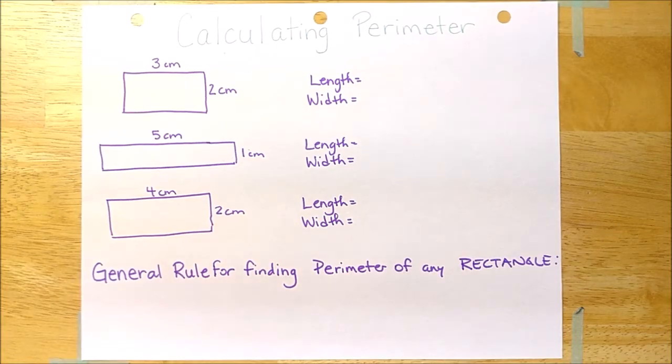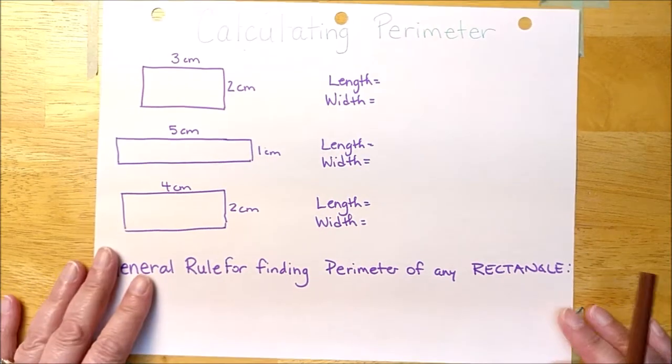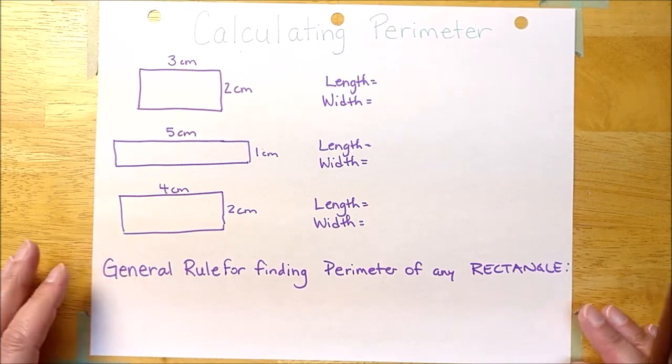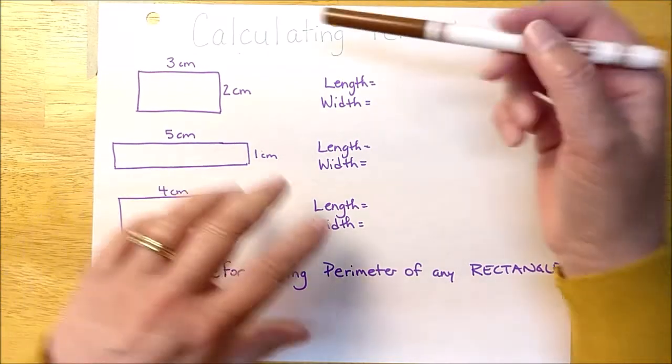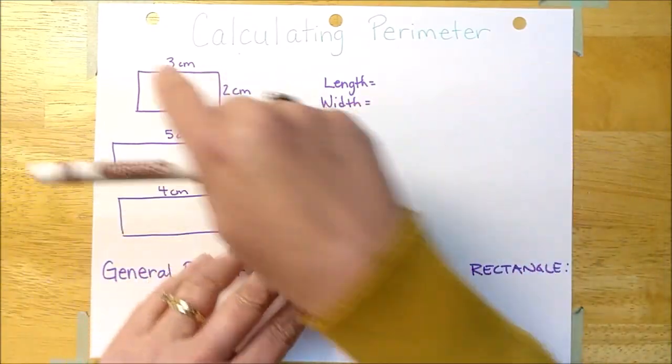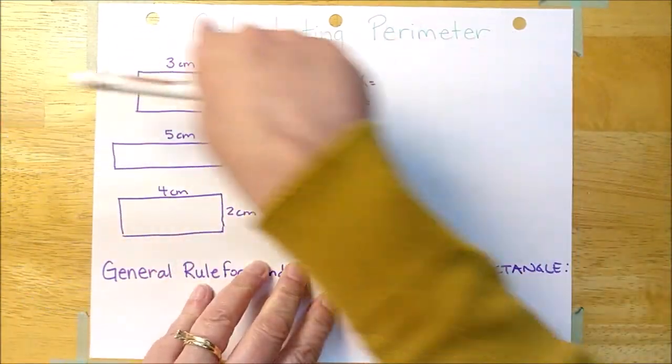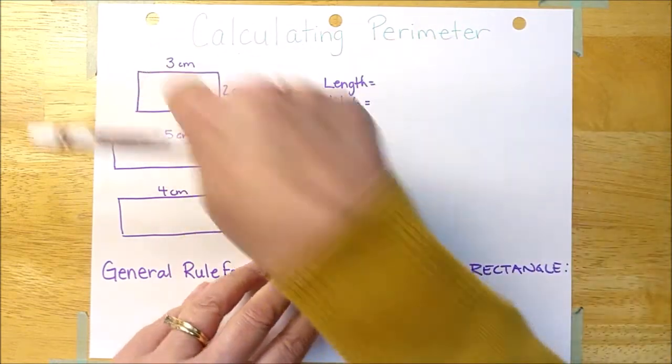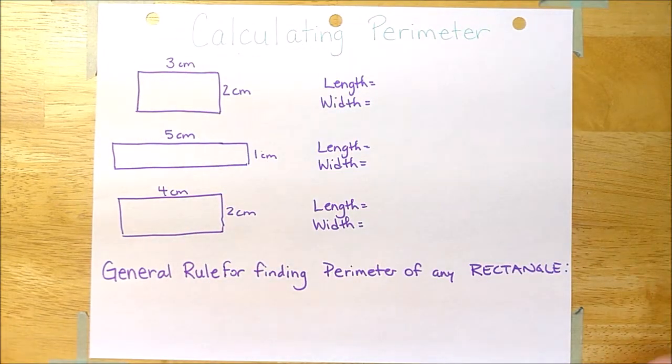Well, welcome to math on Tuesday, May 12. And here we are. Today we're going to be calculating perimeter. So if you remember from yesterday, perimeter is the distance around a shape, a 2D shape, the distance around.